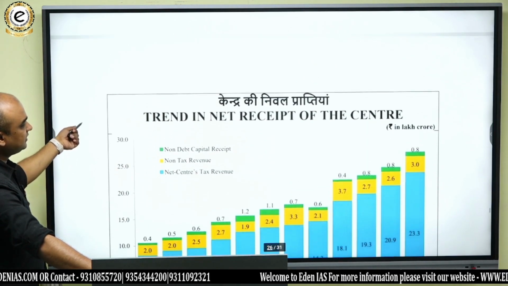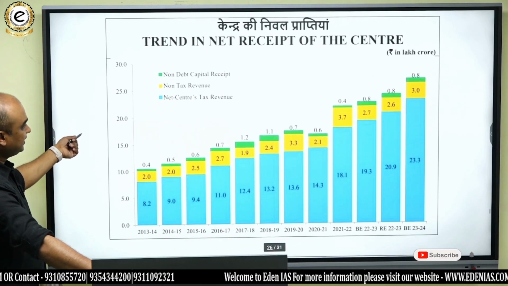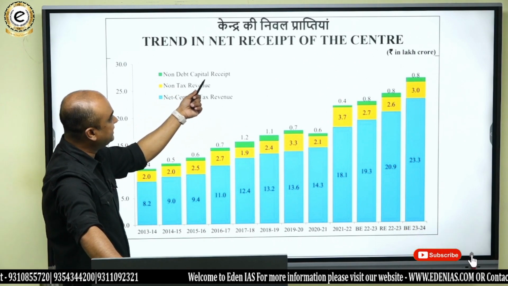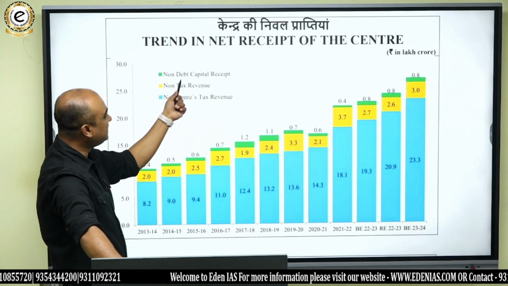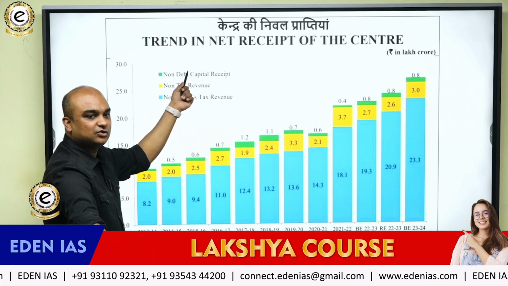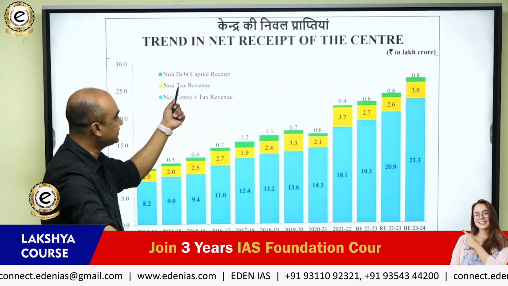Now look at the net receipt of the center, right? If you look here, there are three categories. The green indicates the non-debt capital receipt. Non-debt capital receipts means long-term receipts which is not loan. That is non-debt capital receipt.